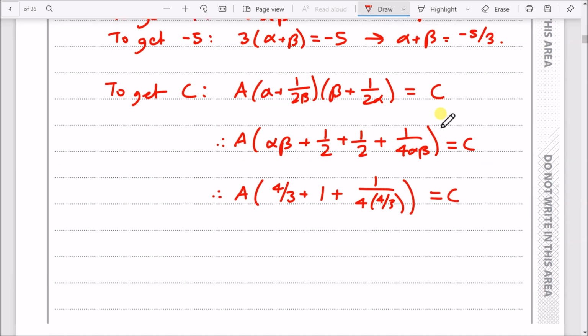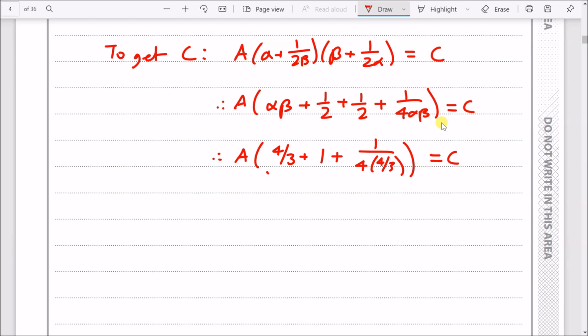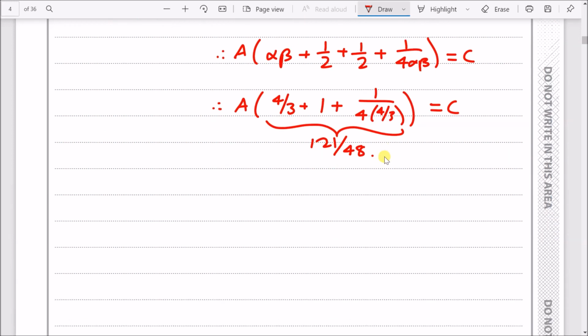Now, what you could do, because it's a calculator test, you could put all of this in your calculator. And if you do that, you should get a result of 121 over 48. So take your time, guys. Put this in a calculator, see if you can get that result. Now you got this result, you can say, therefore, you're going to have A times that coefficient. So it'll be 121 over 48A, and that equals C. So we'll leave this one here. So we found C so far.